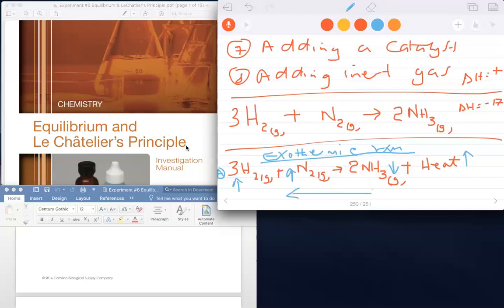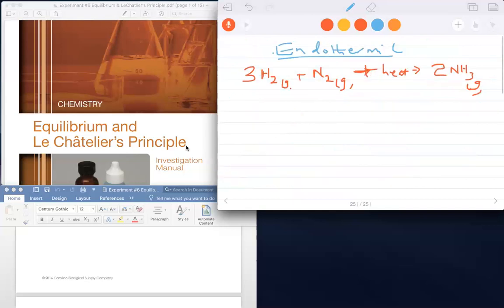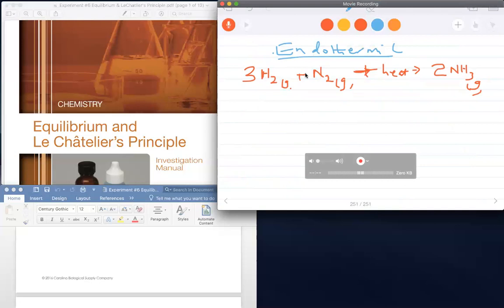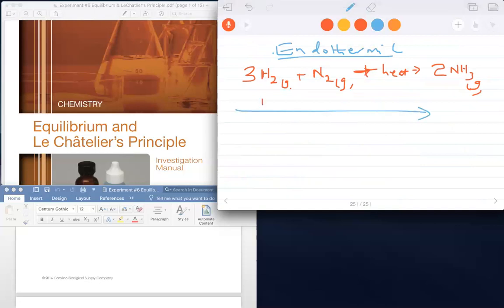So for endothermic, it works the same way. If we increase the heat, it will shift in this direction. Increasing heat, this is for exothermic. And if we shift in that direction, that means decreasing what?